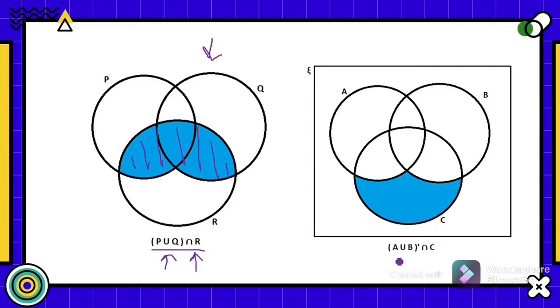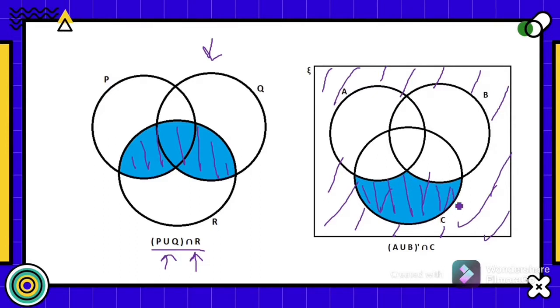The next one is the complement of A union B intersect C. So other than A union B, which is other than this, I mark it like this. Intersect with C. So all the elements here intersect with C is this part, this region. So this is the answer for the below equation. I will explain further in the example below.